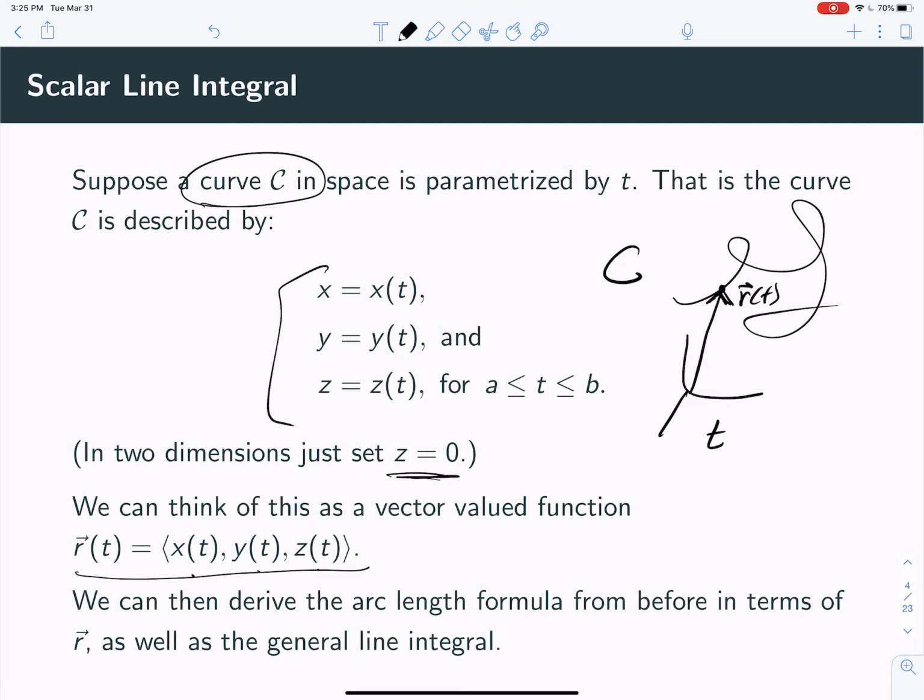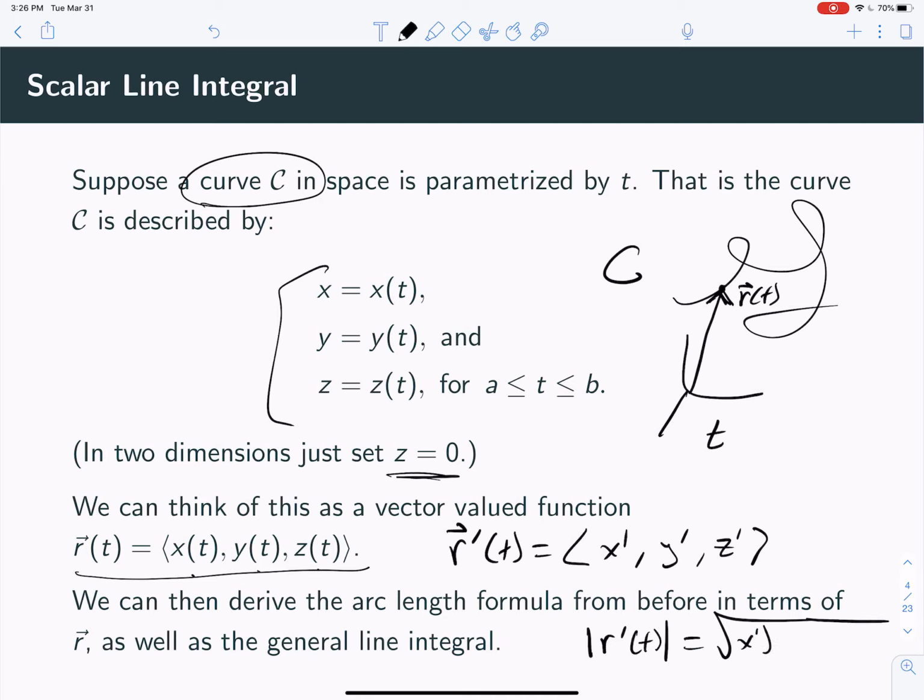And then the arc length formula is essentially just made in terms of this r of t. And what I want you to notice then is r prime of t, the derivative of r, would be x prime, y prime, z prime. And then the length of r prime of t would be the square root of x prime squared plus y prime squared plus z prime squared.